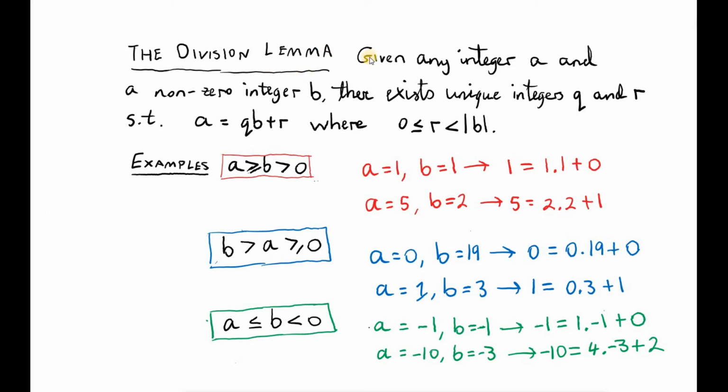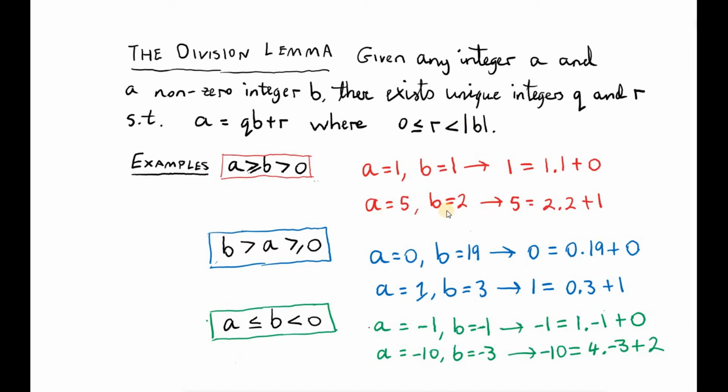The division lemma states that given any integer a and a non-zero integer b, there exist unique integers q and r such that a can be written as q times b plus r, where r is non-negative and less than the magnitude of b. So let's look at some examples.